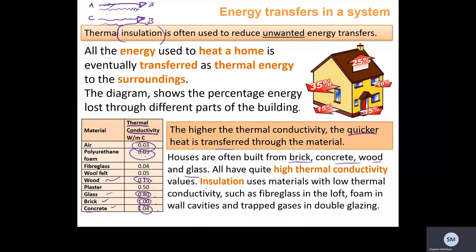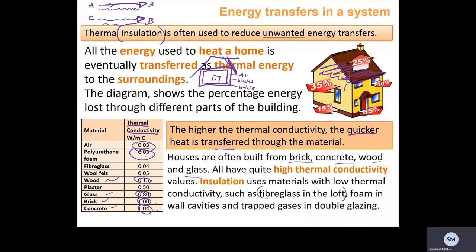So we might have fiberglass in the loft. We might put a layer of fiberglass, glass wool, up here at the top, and that will reduce the amount of thermal energy being able to go out through the attic. We build walls. We don't just build a house with one wall. We build them a lot of the time with two walls, and in between, there's the house. Here's the front door, whatever. There will be one layer of bricks here and another layer of bricks here.